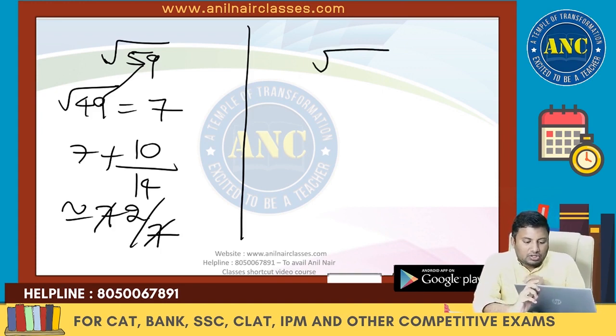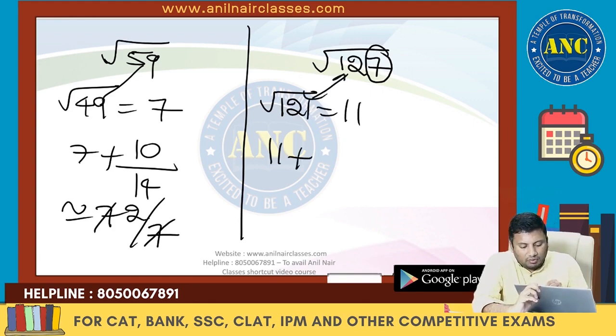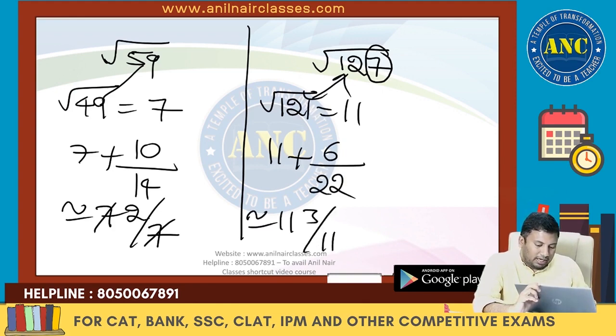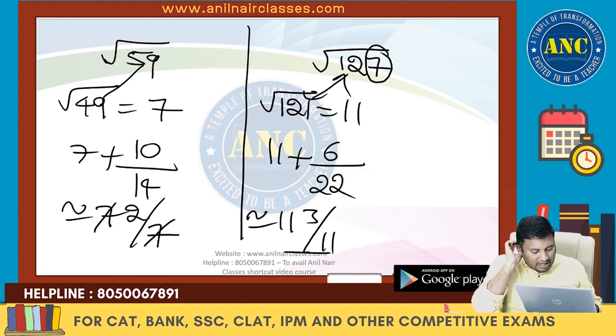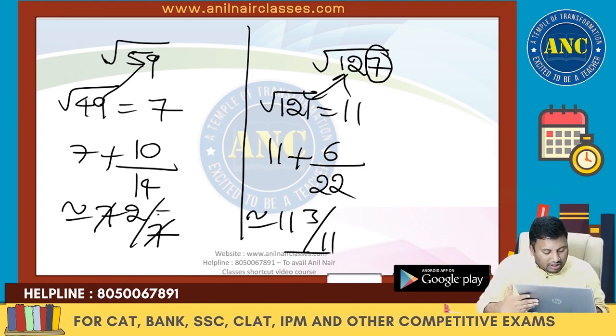If it is square root of 127, it is ending with 7. It is not a perfect square. 11 square is 121. So it is 11 plus 127 minus 121, which is 6. Double is 22. So the answer is 11 3 by 11. I hope it is clear. Approximately it is 11 3 by 11. Right? You can also go and cross check these.